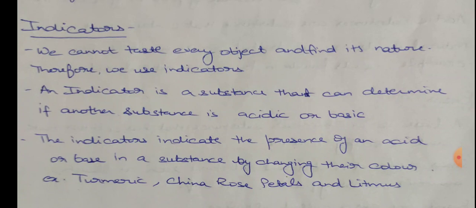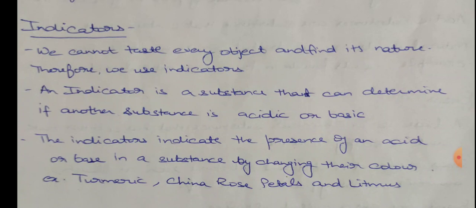Getting, students? What is the meaning of indicator? The substance which can determine whether a substance is acidic or basic. Okay, we need them because every time, as I said, you cannot tell by tasting it whether a substance is acid or basic. So we cannot taste every object and find its nature, therefore we use indicators.